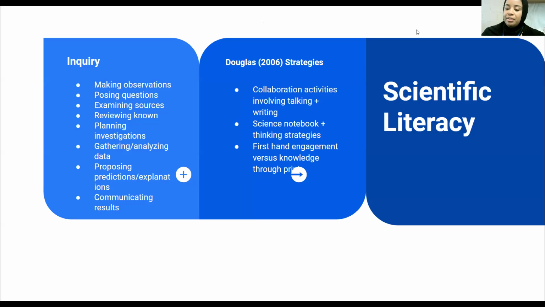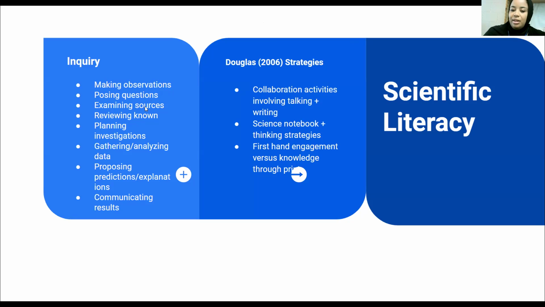So in order for educators to embed scientific literacy in the elementary classroom, we need to understand the practices and strategies in order to increase achievement to embed scientific literacy. So inquiry is when students are making observations, posing questions, examining sources, reviewing what is known, planning investigations, gathering, analyzing data, proposing predictions and explanations, and communicating results.